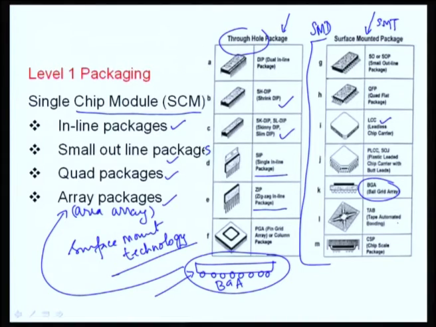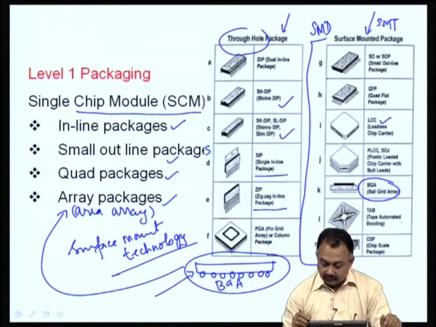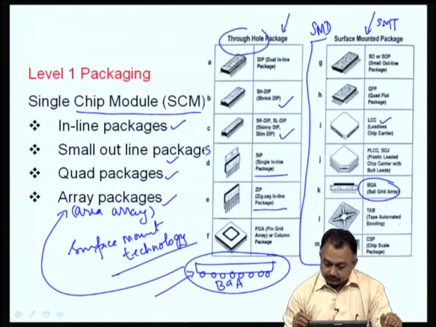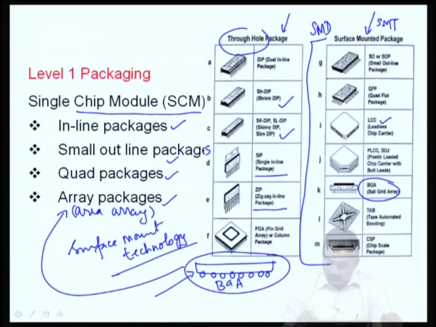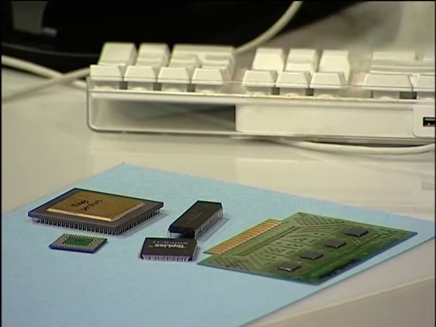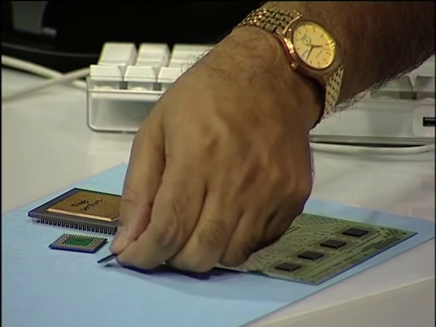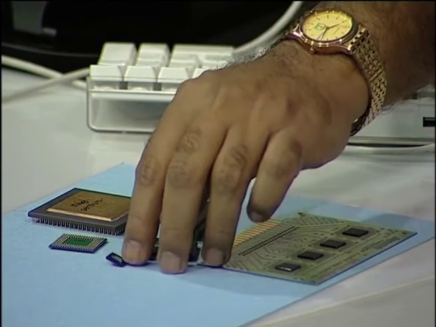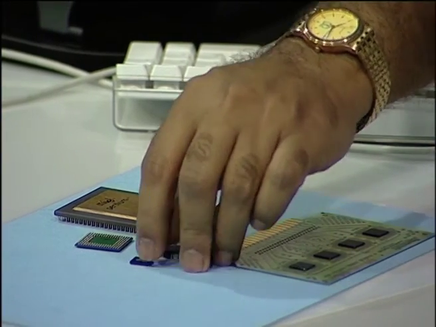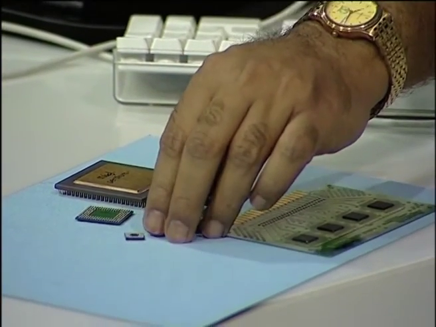Then you have what is known as a tape automated bonding. This is also a method of interconnection to the substrate. And then we have what is known as the chip size package. For example, I will show you a chip size package here, a very tiny package, right. It is packaged, it is not a bare die, and you can see at the bottom there is a solder ball.